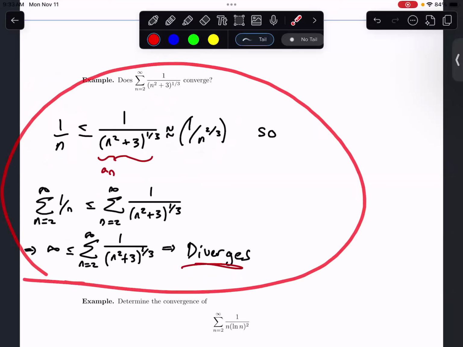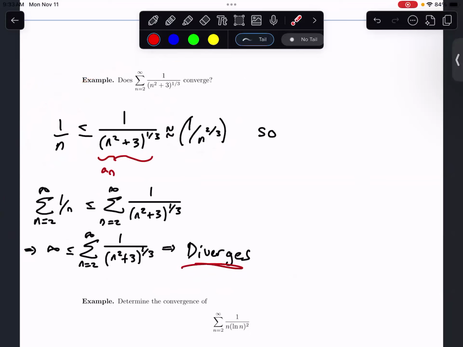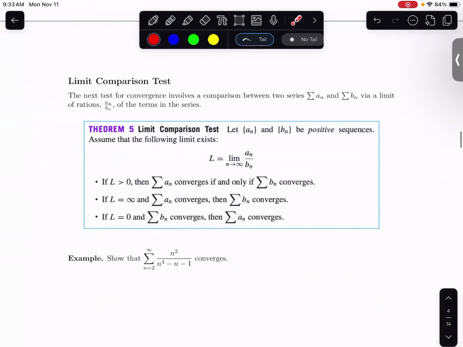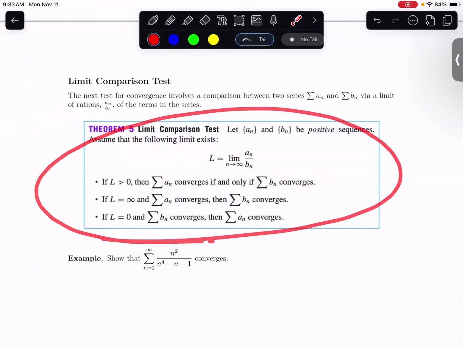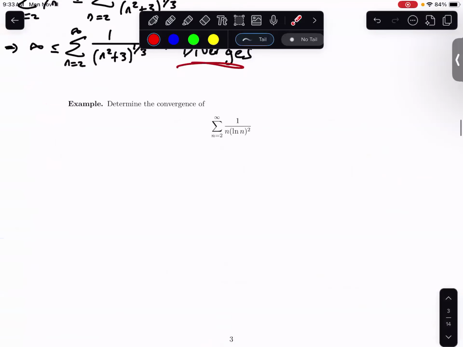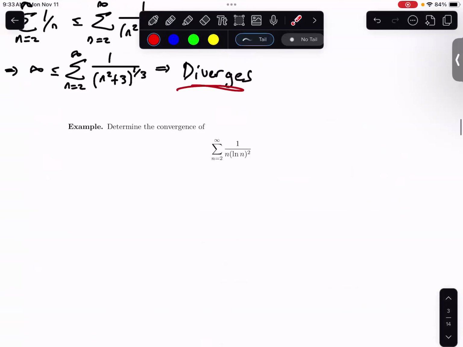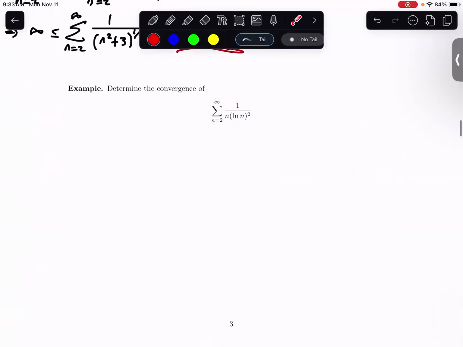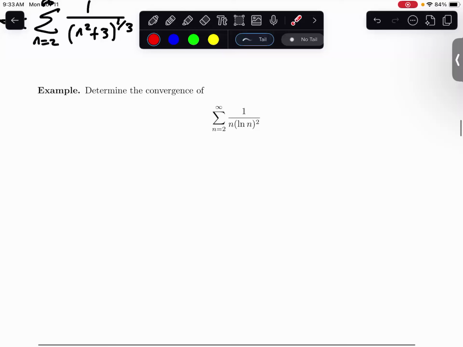Any questions about this example? Okay, it's a little hand wavy, but on the next page we'll come up with a better way of evaluating these comparison tests. Before going on to the next page, next we want to determine the convergence of the following series.